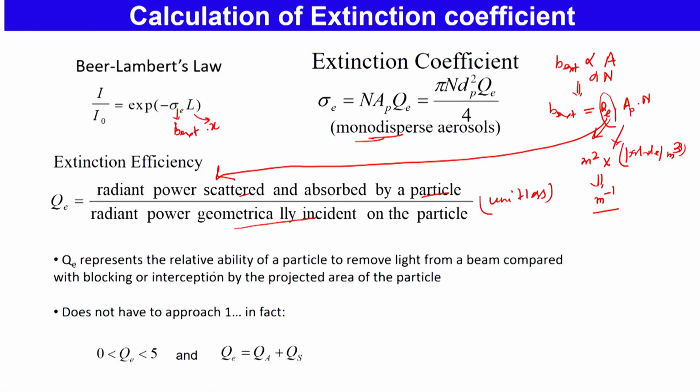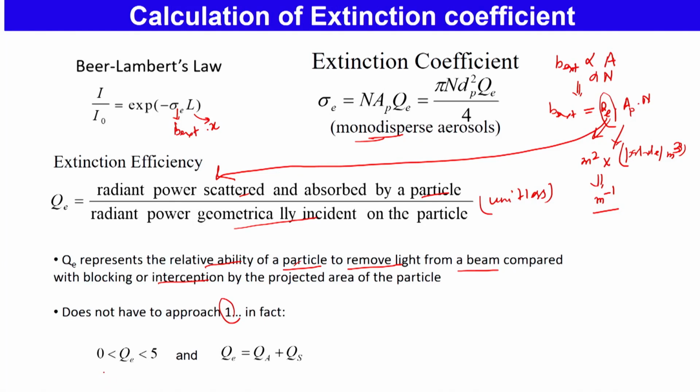So, what does the QE mean? QE represents the relative availability of the particles to remove light from a beam compared with blocking or interception by a projected area of the particle. It is a relative quantity: how much light will be removed by the particles when you compare it with the geometrical or projected area. So, this does not have to approach 1.